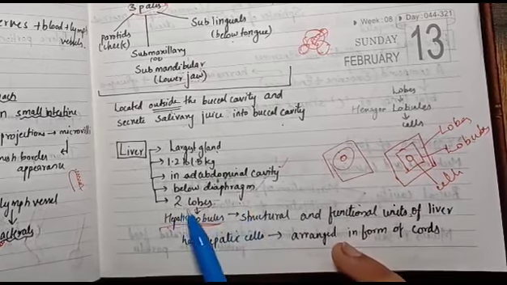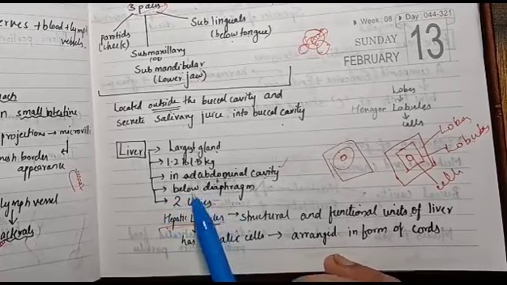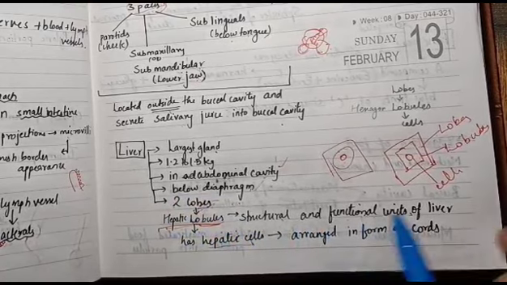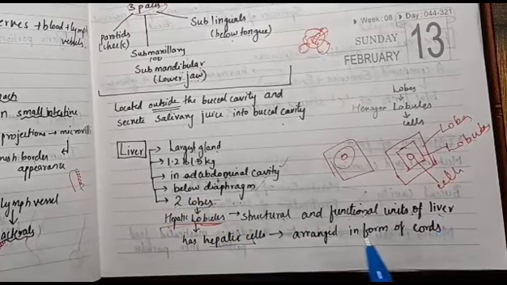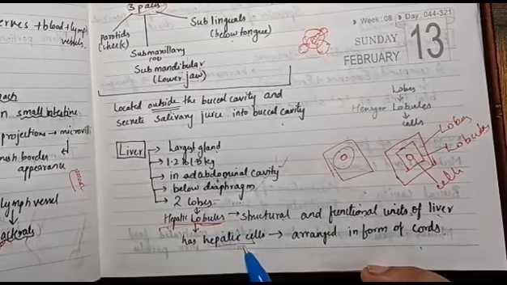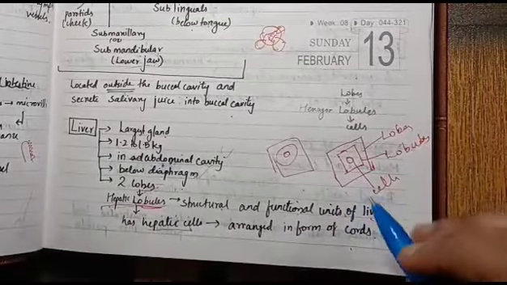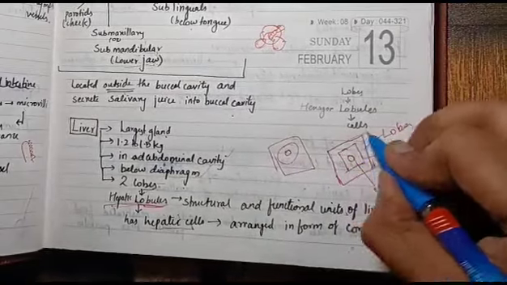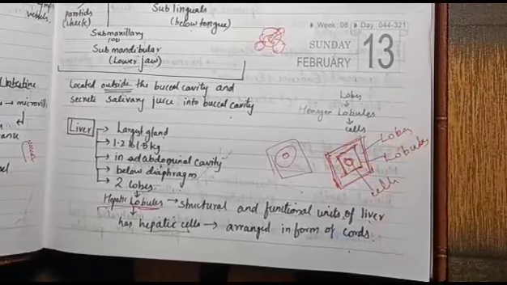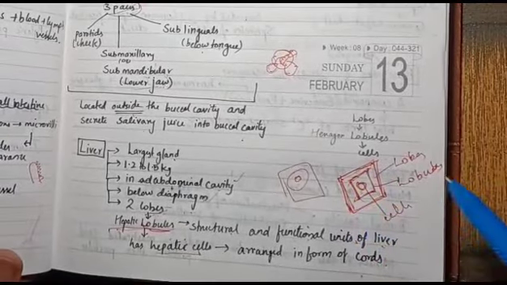Now coming to the liver, liver has 2 lobes. The lobes contain hepatic lobules, and the hepatic lobules contain hepatic cells, and the lobules are structural and functional units of the liver. The hepatic cells are arranged in the form of cords. Again the picture will be inserted. Now hepatic lobes, lobules, cells, don't confuse that. For better clarification, just see this picture. Lobes, a bigger one, lobule, cell. See the order, don't confuse it, okay? So lobes come first, the bigger one, inside that we have lobules, inside that we have cells.